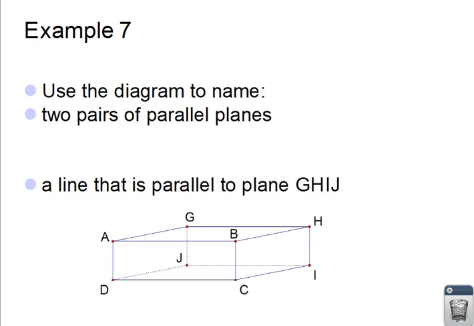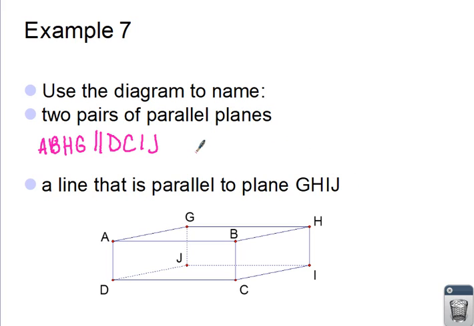Alright, and our last example. In this diagram, this box down here, we want two pairs of parallel planes. And there's actually 3 pairs. So we'll go ahead and name all 3 pairs. Okay? So let's say I start with the top of the box. I do A, B, H, G. And that one is parallel. 2 lines mean parallel. And we have to name the bottom of the box, which is parallel to the top, in the same order. So we start with D, and then go to C, I, J. That's a pair of parallel planes.